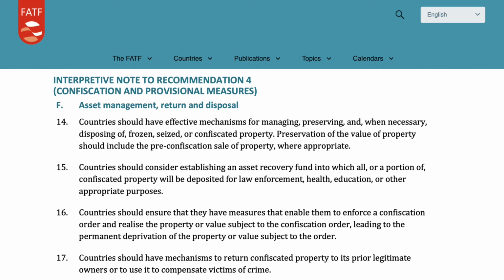have effective mechanisms for managing, preserving, and, when necessary, disposing of frozen, seized, or confiscated property. Preserving the value of property should include the pre-confiscation sale of property where appropriate. 15 countries should consider establishing an asset recovery fund where all or a portion of confiscated property will be deposited for law enforcement, health, education, or other suitable purposes.